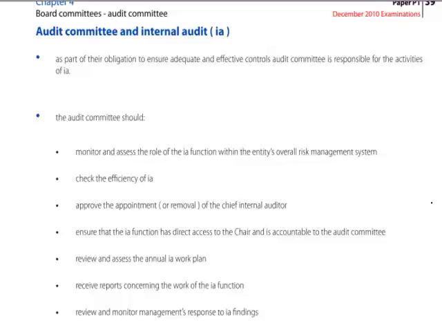As part of their obligation to ensure adequate and effective controls, the Audit Committee is responsible for the activities of internal audit. Who better than an internal audit department within the company to assess, consider and improve internal controls in order that we can achieve corporate governance? But I'm worried about what's meant by the expression corporate governance.